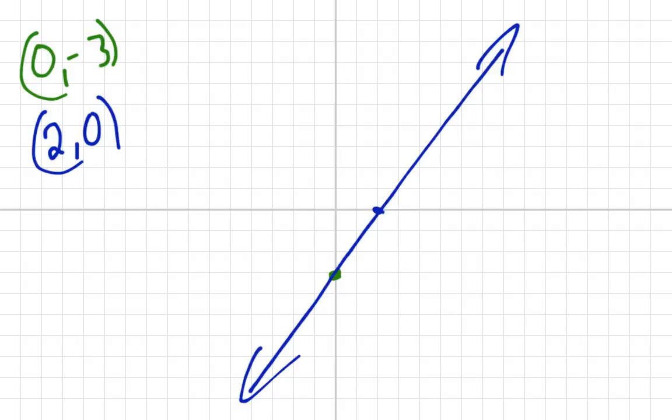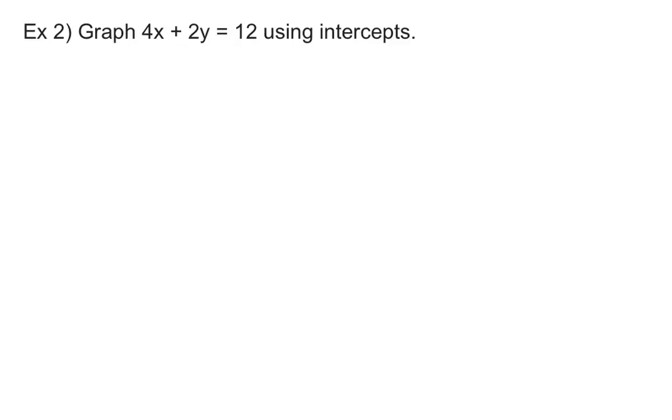We're just solving the problem twice, using 0 for x the first time, using 0 for y the second time. All right. Here's one for you. It says graph 4x plus 2y equals 12 using intercepts. I'm going to let you pause the video and then go ahead and give it a try. First find your intercepts, then you may graph the equation. So pause the video.